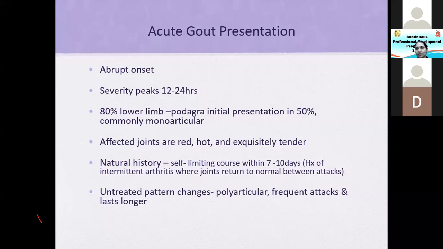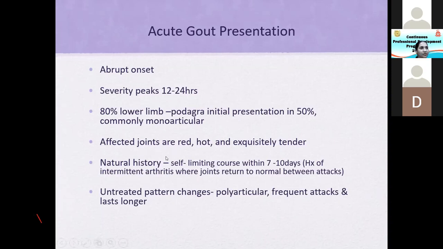This is commonly misdiagnosed and sometimes confused with cellulitis of the joint or septic arthritis as well, because you cannot differentiate the two. It is that much inflamed, and the inflammatory markers are also very high. You can have ESRs in hundreds, CRPs in the 100s, 200s, as the initial presentation.